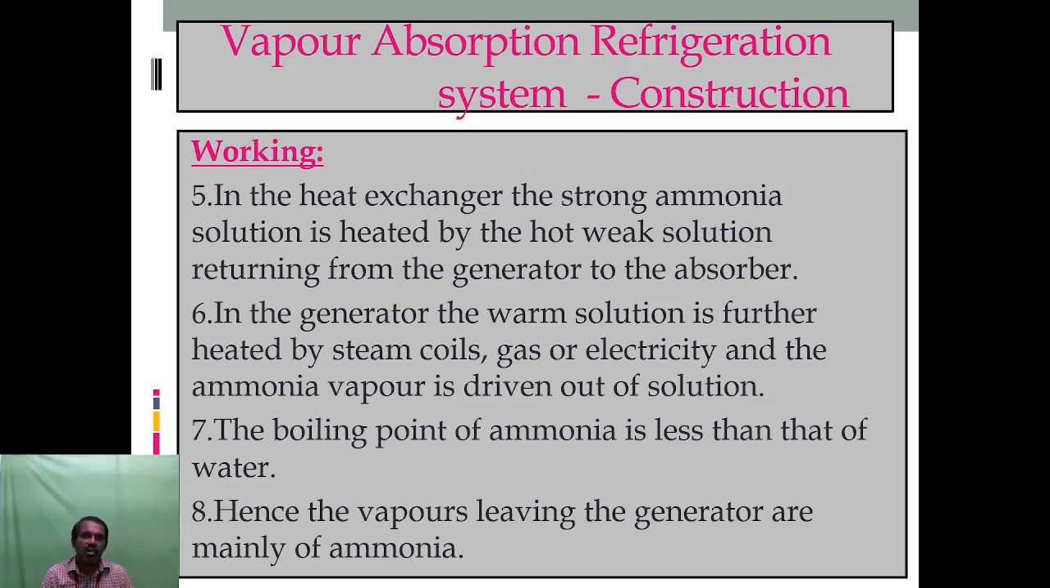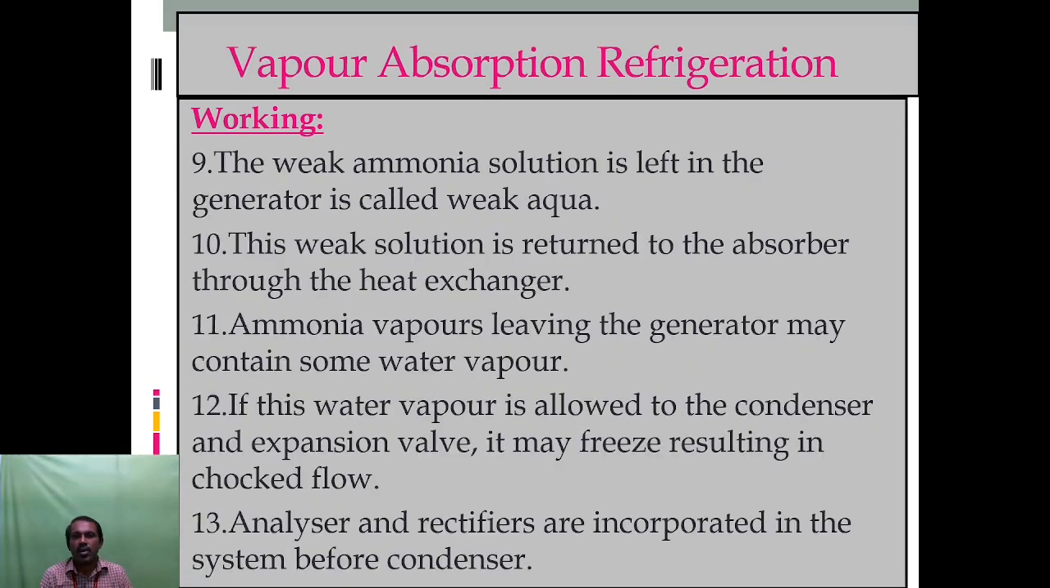In the heat exchanger, the strong ammonia solution is heated by the hot weak solution returning from the generator to the absorber. In the generator, the warm solution is further heated by a steam coil, gas or electricity. Then the ammonia vapor is driven out of the solution. The boiling point of ammonia is less than that of water. Hence, the vapor leaving the generator is mainly ammonia. The weak ammonia solution left in the generator is called weak aqua. This weak aqua solution is returned to the absorber through the heat exchanger.